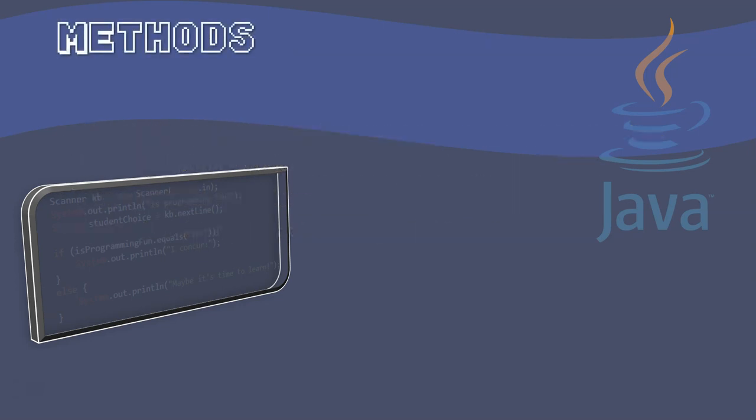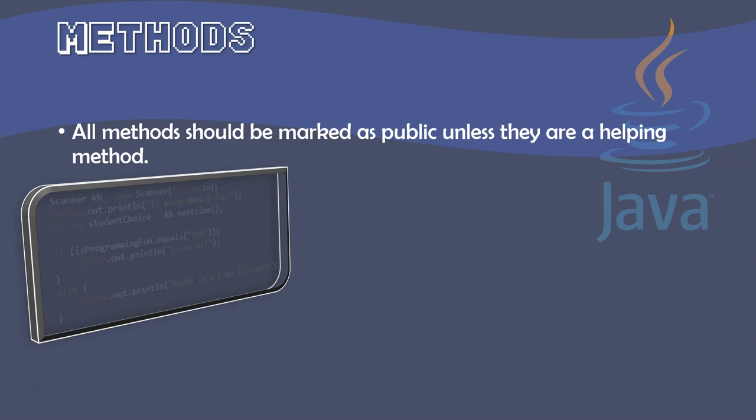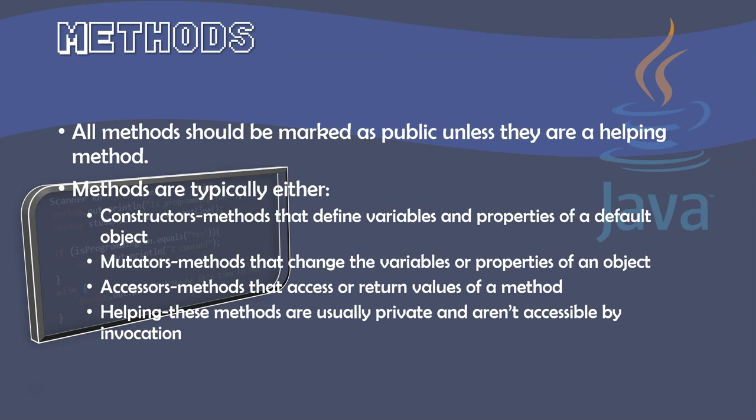But we do have methods, and methods are where we really start adding our punch to our programming. With methods, remember that we have to mark them as public, unless they are typically a helping method, then we might make them private because we don't want the programmer to have direct access to them. And as such, methods are broken down typically into constructors, which are simply methods that define variables and properties of the default object. So these are things that are going to say, hey, I have a class called dog, and I need to make a dog object. Well, it's going to look to the constructor to see what that dog object has.